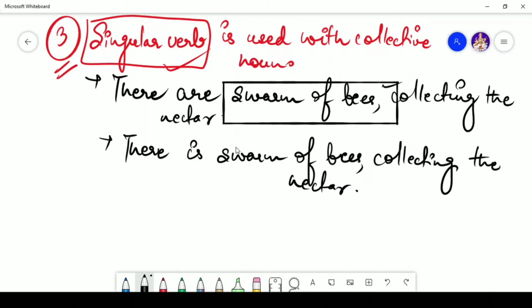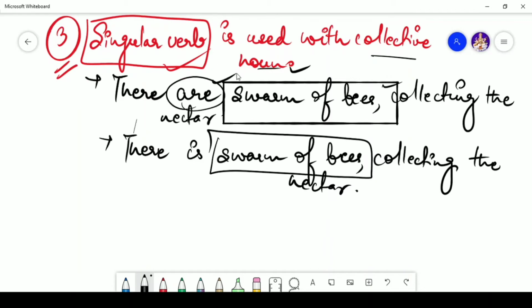So swarm of bees is a collective noun, and with a collective noun you always make use of a singular verb. Are is a plural verb and is is a singular verb. So you have to remember this, and always make sure that you are using a singular verb along with the collective noun. So there is swarm of bees collecting their nectar. This one will be the correct form.